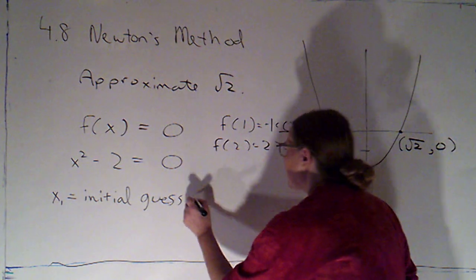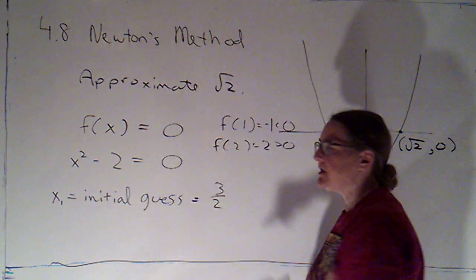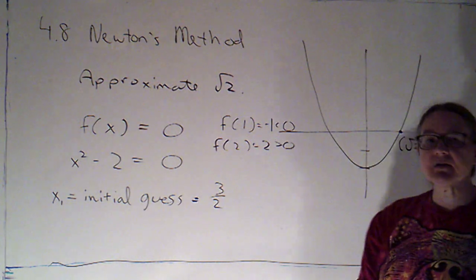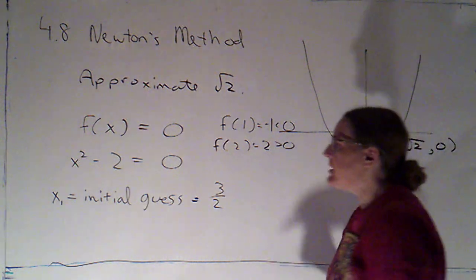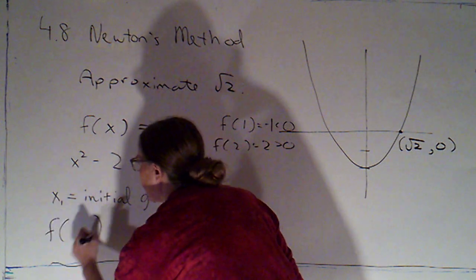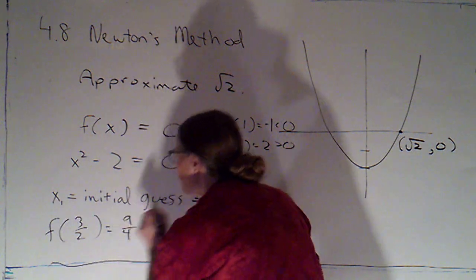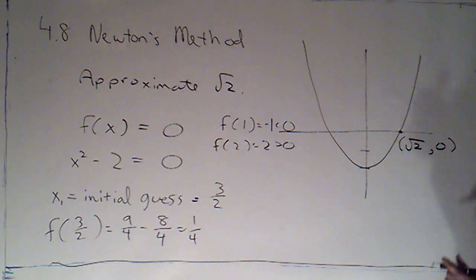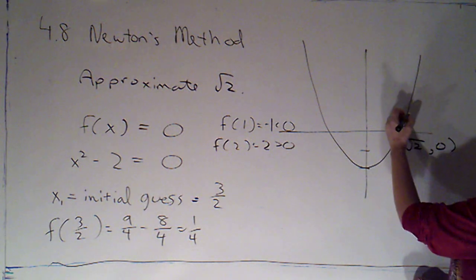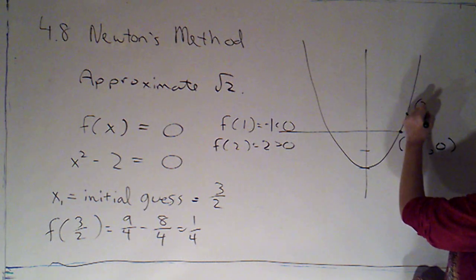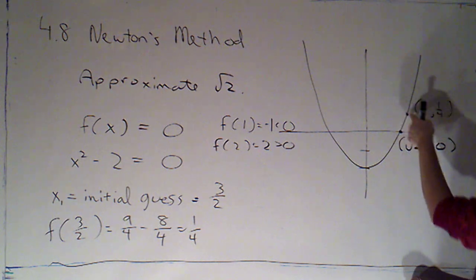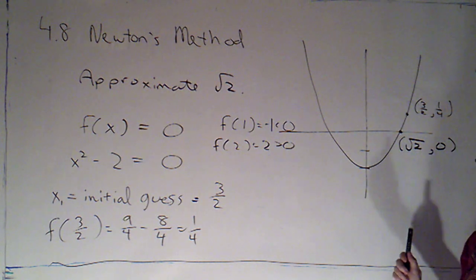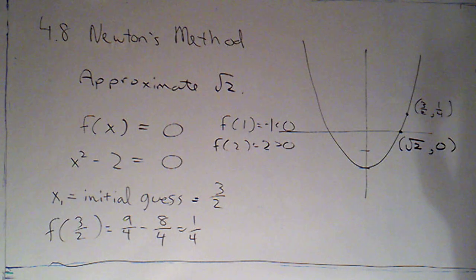So for my initial guess, I'm just going to say 3/2, halfway in between 1 and 2. I happen to be familiar enough with root 2 that I know it's closer to 1.4, but that's okay. I'm just going to guess 3/2. Now, if I look at f of 3/2, that's going to be 9/4 minus 2. I'm just going to write that 2 as 8/4, so that's 1/4. So I can see then that 3/2 was a little bit too big, because if I look at the graph here, 3/2 gives me 1/4. That's got to be a point to the right, because that's where I'm getting positive values for f. So I can see that I was wrong, but I think I'm probably reasonably close.